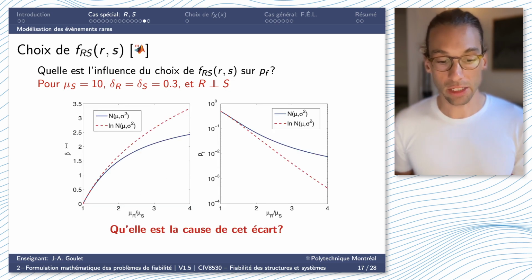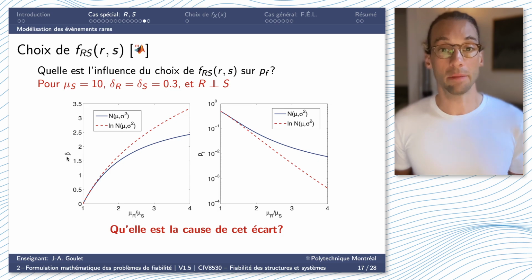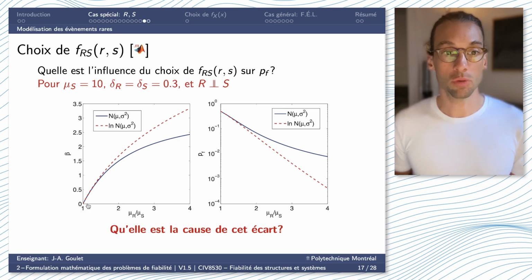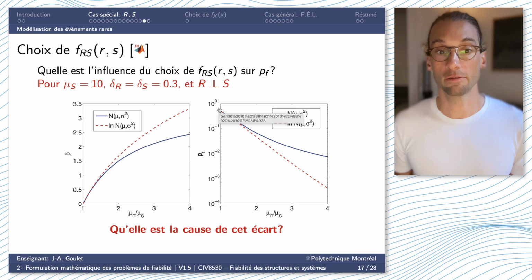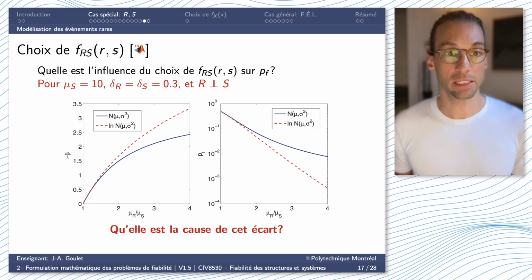And what we're going to look at is a graph where, on the vertical axis on the left, is our beta or reliability index as a function of the ratio between mu r and mu s, which is fixed at 10. So if mu r equals mu s, so the ratio is equal to 1, we can see that whether I choose a normal or a log normal, I'm going to have the same value of beta. And keep in mind here, a beta equals 0 corresponds to a probability of failure of, in this case, 0.5. So the left axis is beta, the right axis is PF.